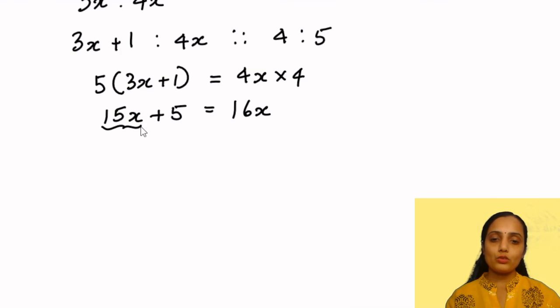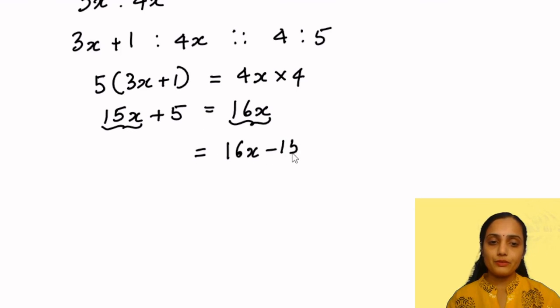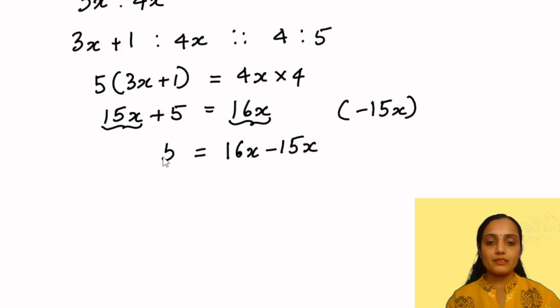Now we have two terms involving the variable x, like terms. So let's get them on the same side of the equation. So we have 16x minus 15x. I have taken the 15x to the other side of the equal to sign, or you can also say that I have subtracted 15x on both the sides. This leaves us with 5 on the LHS. So 16x minus 15x gives us x, and so the factor was 5.